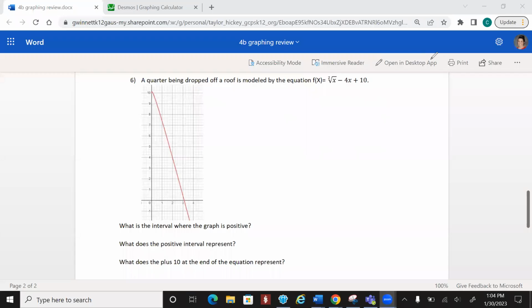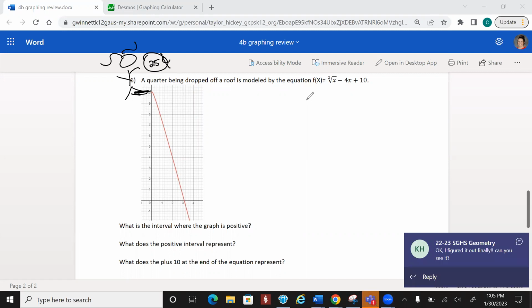That's it. Okay, so after you have read number 6, what's going on in this? Like, tell me the scenario. Where are we at? A quarter's being dropped off a roof. So here I am, standing there with an abnormally sized 25 cents. Look at that awesome stick figure. It's me. Okay, so with that being said, where is the interval where the graph is positive?